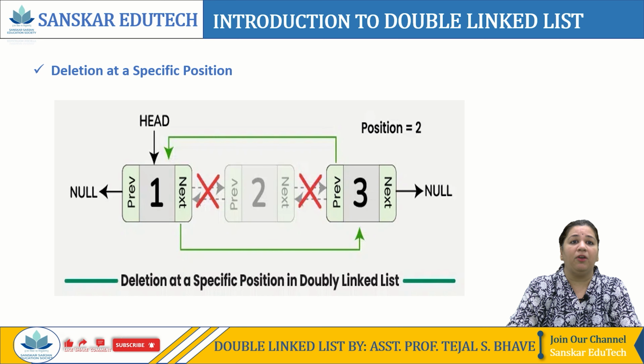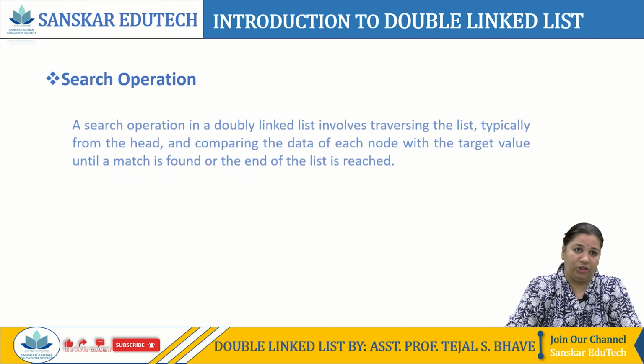Deletion at a specific position in a doubly linked list involves removing a node after a specified index or position, which can be the first, middle, or last node. In this example, we are going to delete after a node with the data part as 1. That is a node containing data as 2. After deletion, the next pointer of 1 will point to 3, as well as the previous pointer of 3 will point to 1. Now we will see the search operation.